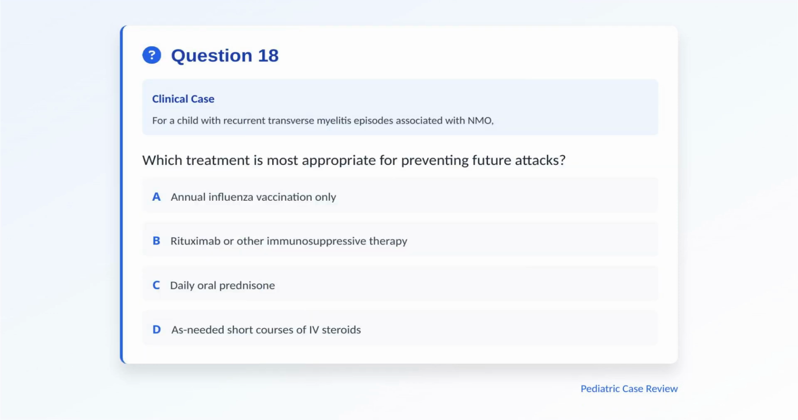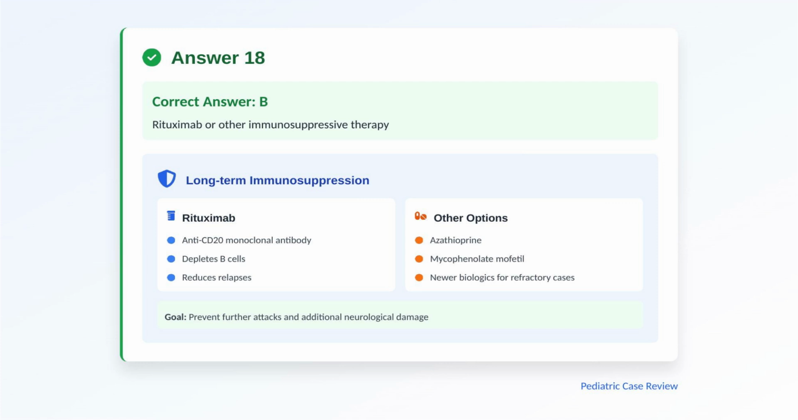Question 18 addresses prevention of recurrence. For a child with recurrent transverse myelitis episodes associated with NMO, which treatment is most appropriate for preventing future attacks? A. Annual influenza vaccination only. B. Rituximab or other immunosuppressive therapy. C. Daily oral prednisone. D. As needed short courses of intravenous steroids. The correct answer is B.